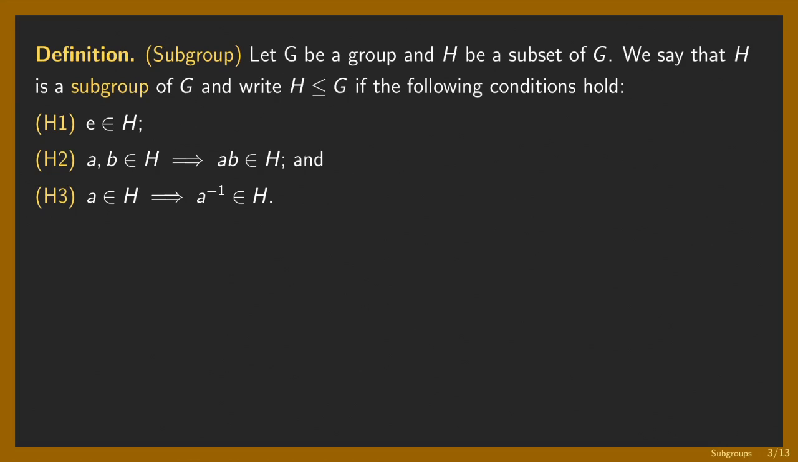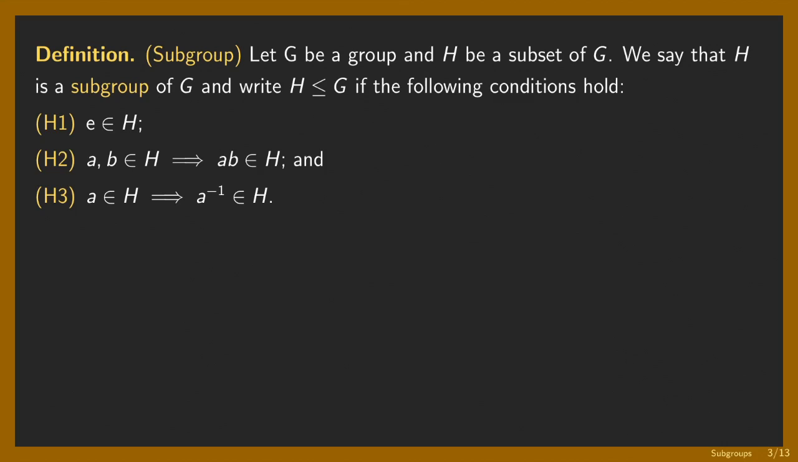Now remember, our goal is to find a subset which forms a group itself under the same operation of G. So in order to do that, the first element to be in the subset should be the identity element in G.